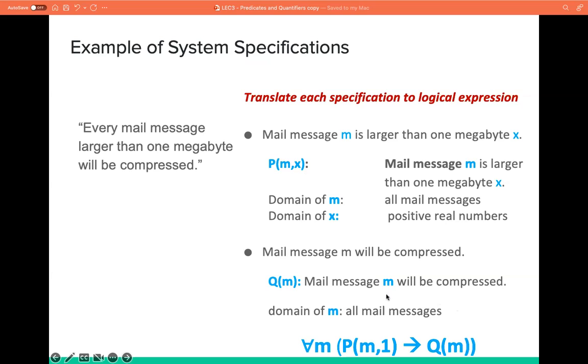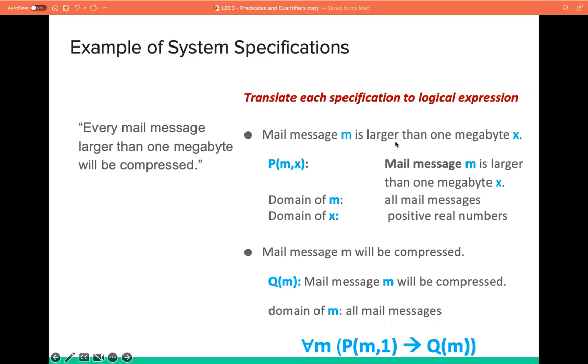So we can express this specification as a logical expression. We can use the implication for this. Then what you have to do is check the sentence, and you can see that it says every mail message, meaning for all mail messages. That means we are going to use a universal quantification. And you know that in universal quantification, when we add restrictions, we make the restriction the hypothesis of the implication, or the conditional statement.